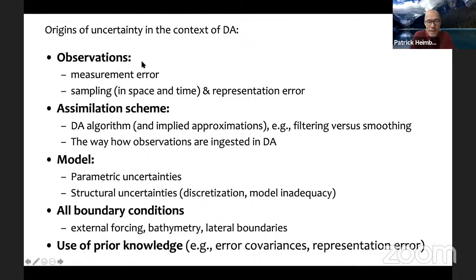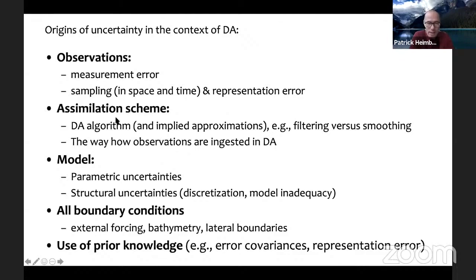We need to specify the measurement error, but importantly, because we are going to consider these pointwise observations in the context of a model, it's the sampling error and the representation error. Then the assimilation scheme itself: there are different algorithms and the implied approximations that each of these algorithms make. And there is the question of how each of these data assimilation systems ingest the observations. Are they pointwise? Are they hourly? Are they daily averages? And so on.